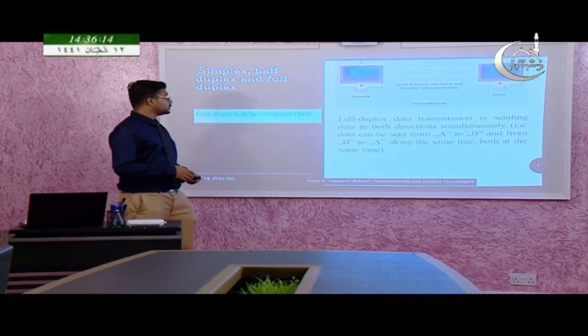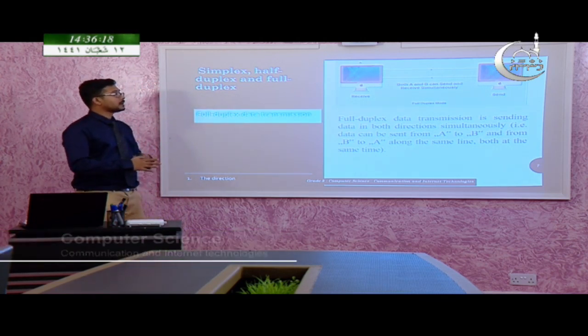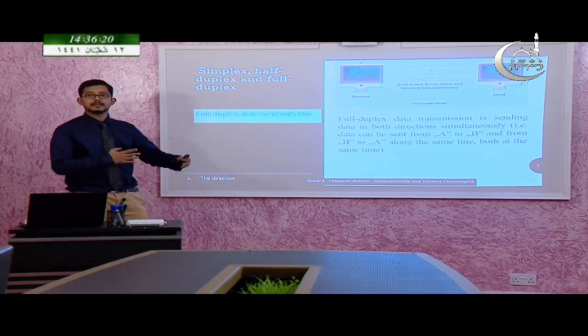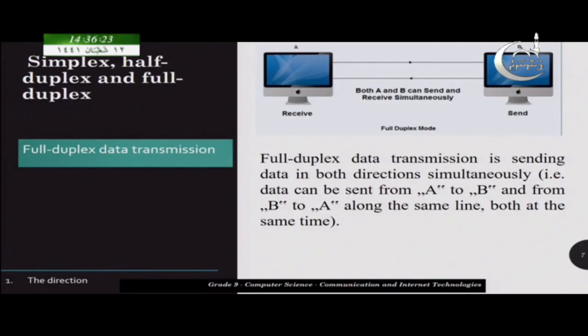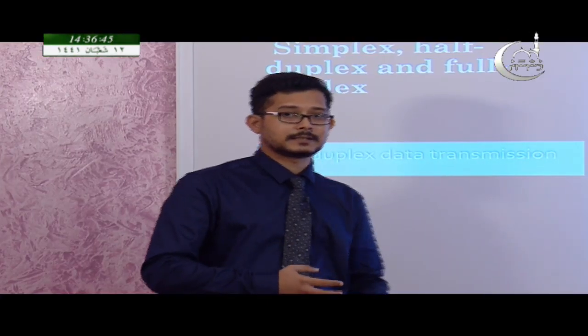Then when you go with full duplex, or simply called duplex data transmission, we can send data in both directions at the same time. We can send from A to B and B to A at the same time. That is full duplex data transmission. Most of the things we use now are full duplex. A classic example is the internet. If you're playing multiplayer games, it is full duplex data transmission. Even while you chat on social networking, it is full duplex data transmission.